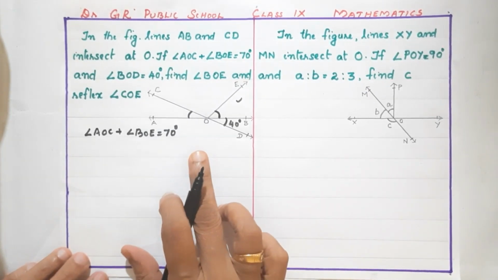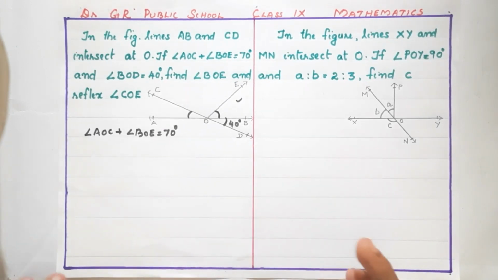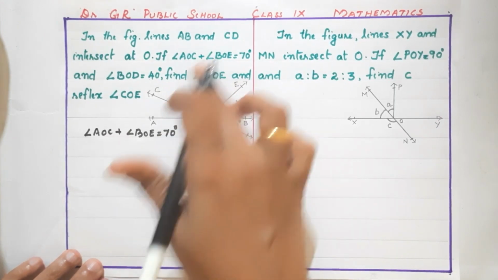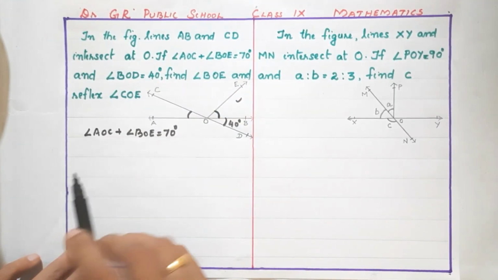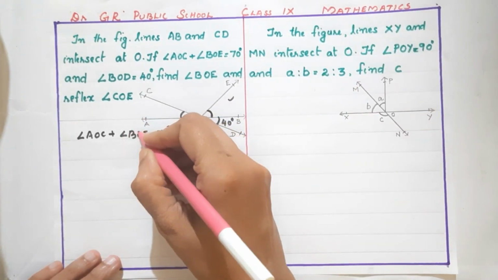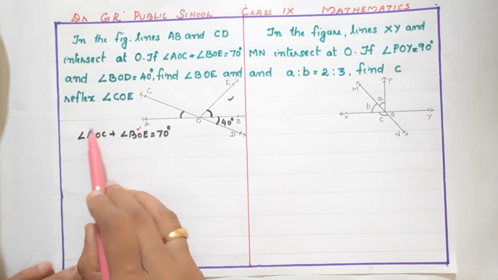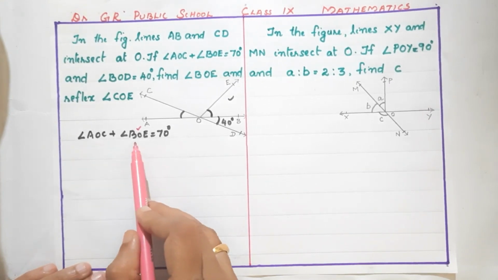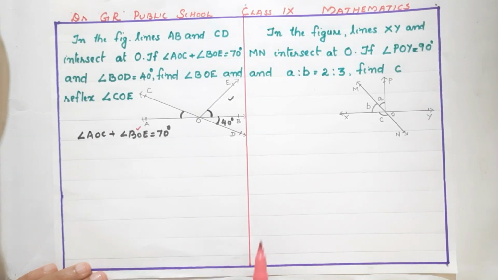See, this is a problem. Here no need to write given and to prove etc. We can directly write the given data. AOC plus BOE equal to 70. We have to find out this BOE. So if we get this angle AOC, we can say what is BOE. Isn't it? Because their sum is 70 degree.